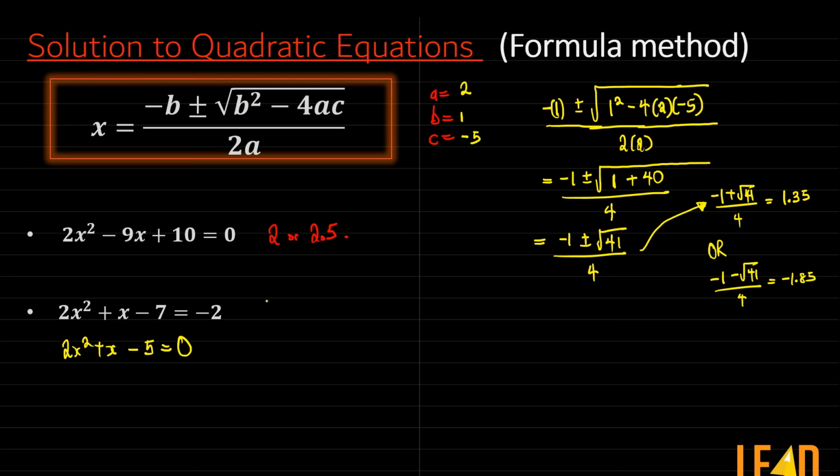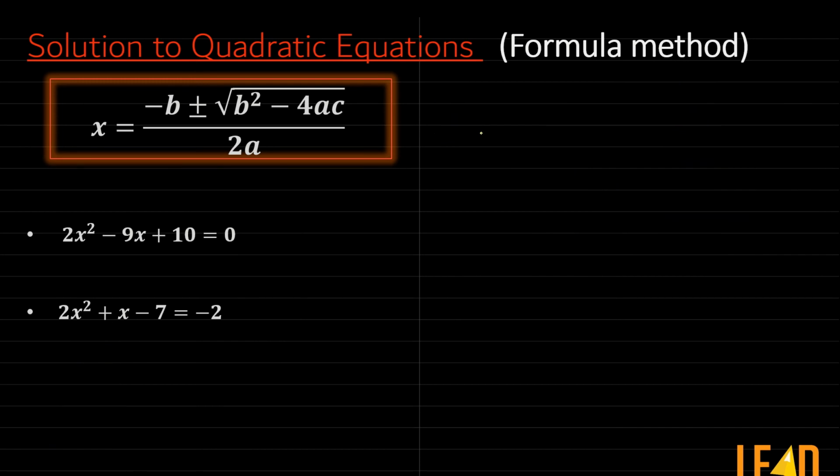So for this one here, I will write the answer. I can write it as minus 1 plus or minus the square root of 41 over 4. Some people like to leave the answers that way, or you could write it as 1.35 and minus 1.85. So basically, these are just two different ways of writing the same thing. Okay, moving on, we have the final one.